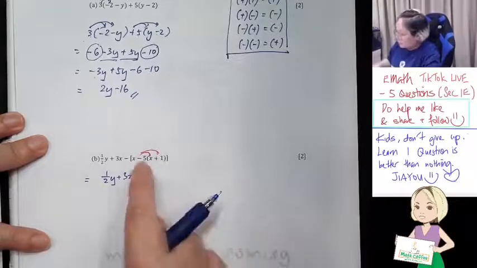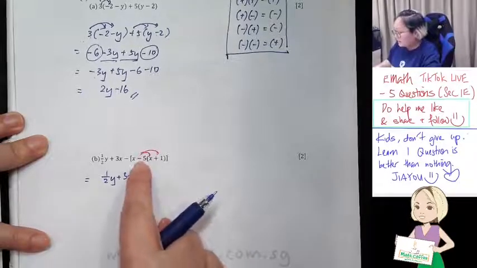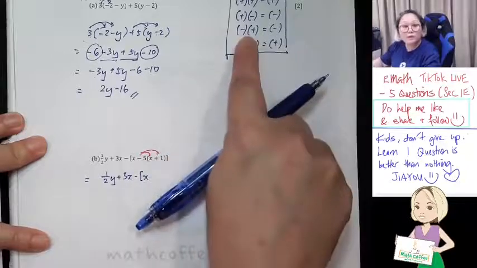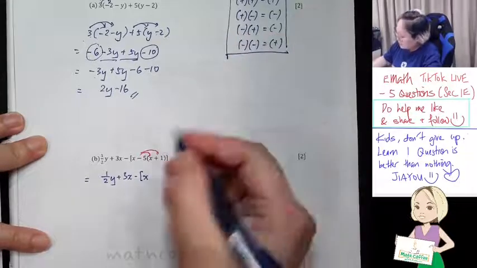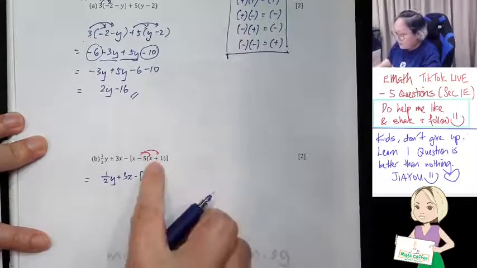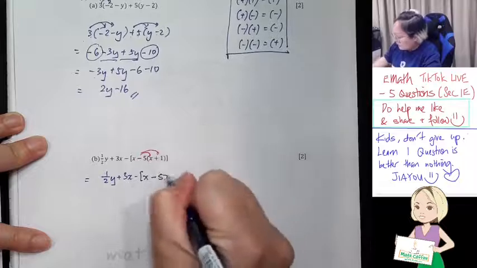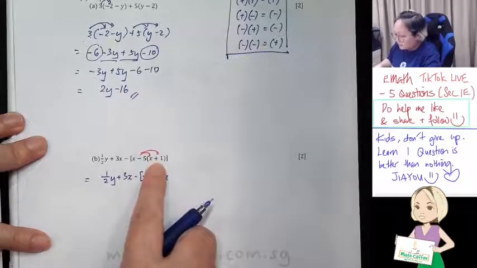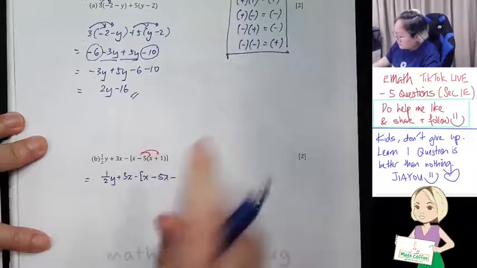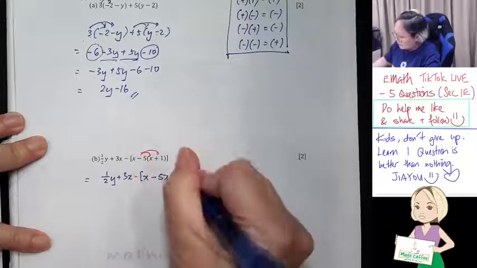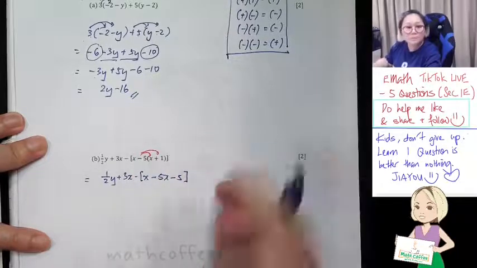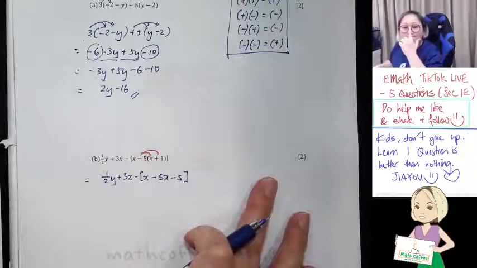Okay, so let's do it. Minus negative times positive. So you look at this one, negative times positive gives me negative, so it's minus. 5 times x is 5x. Now negative times positive, it is minus. 5 times 1, it is 5. Okay?